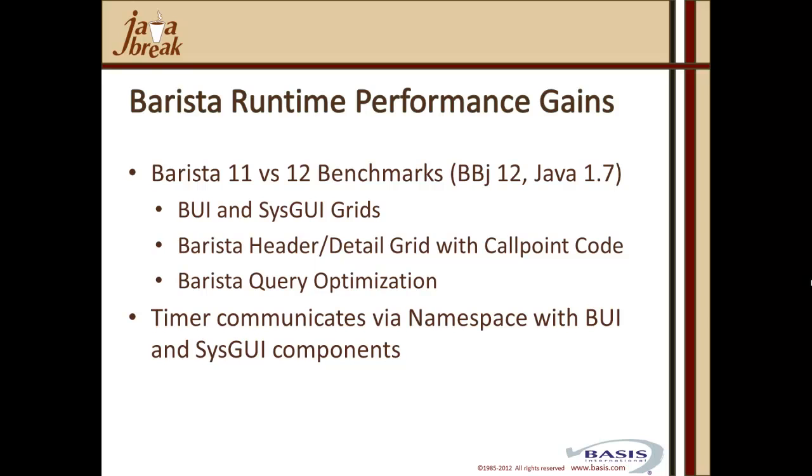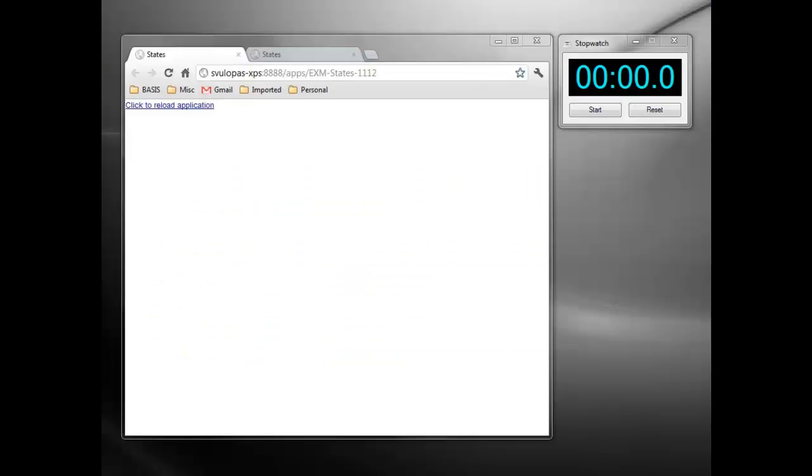In all of these benchmarks, we're running a timer that communicates via namespace with either the BUI or the SysGUI components. This first example has three interpreters running: one the stopwatch running SysGUI, and two versions of BUI, one 11.12 and one 12.0. Both of them are grids that we're going to load up. They are the Barista states file from the samples, the examples that ship with the product.